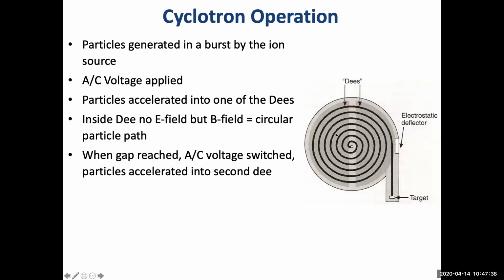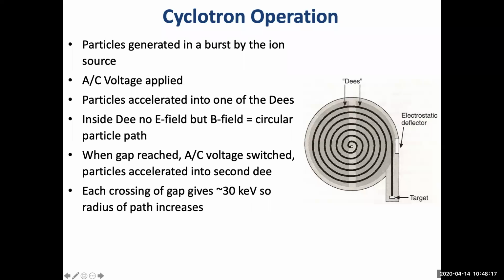We have a charged particle created here in the ion source that starts moving, and this gap has AC, converted from plus to minus. For example, if we have a negative particle, the gap can become positive to attract it, then change again to negative to repel it. It keeps going plus and minus to accelerate the charged particle inside the cyclotron, and the magnetic field keeps it in a circular path.